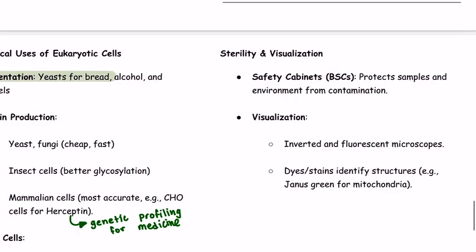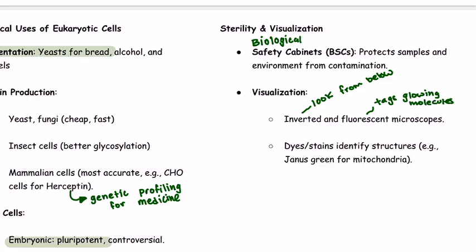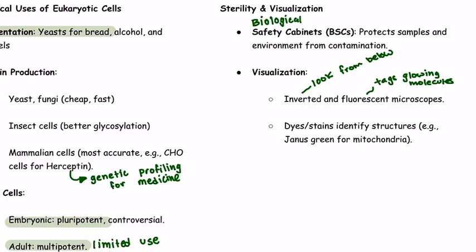All right, and then ways to store these things, right? So safety cabinets, like biological safety cabinets. These are going to protect samples from contamination. And then a couple ways to visualize them. Inverted microscopes look from below. Fluorescent microscopes tag molecules with a glowing substance, or we could just stain them. One example is Janus green, which is a green stain for mitochondria.